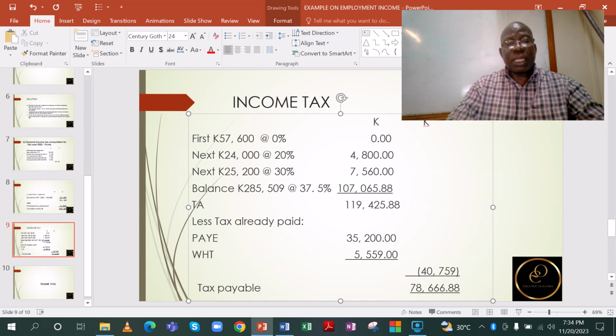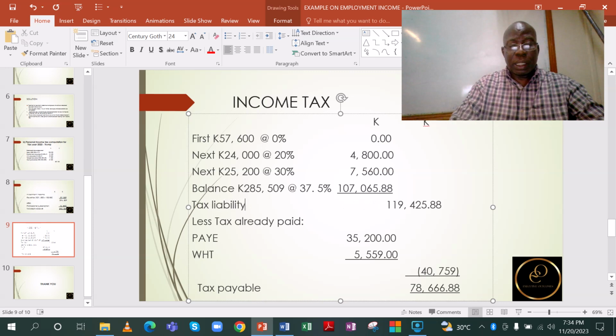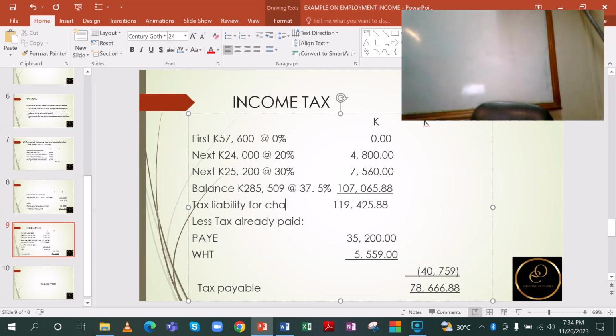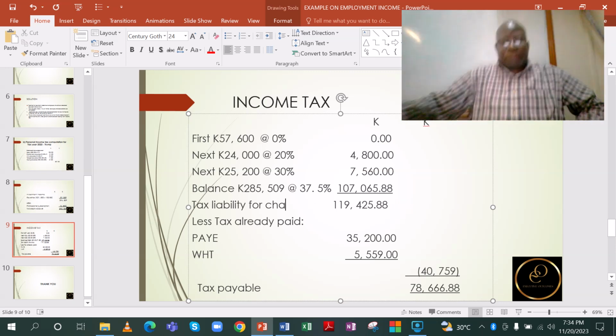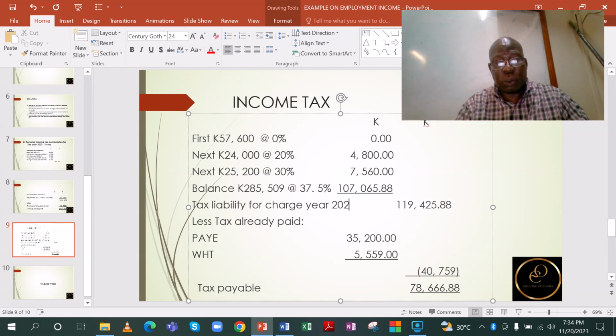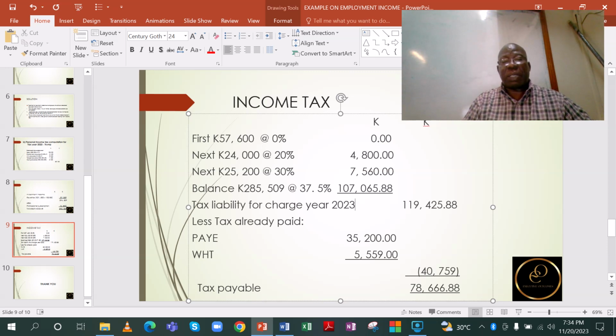Tax liability for the charge year 2023. Okay, so that's what we have here.